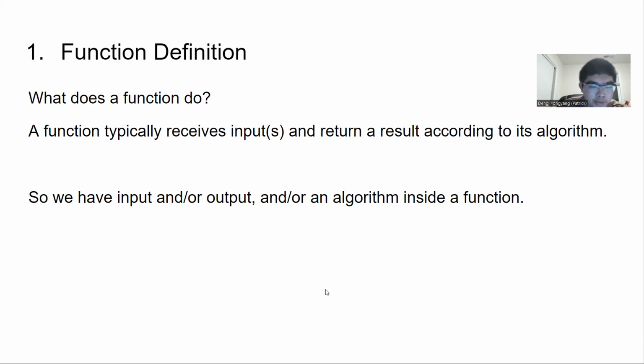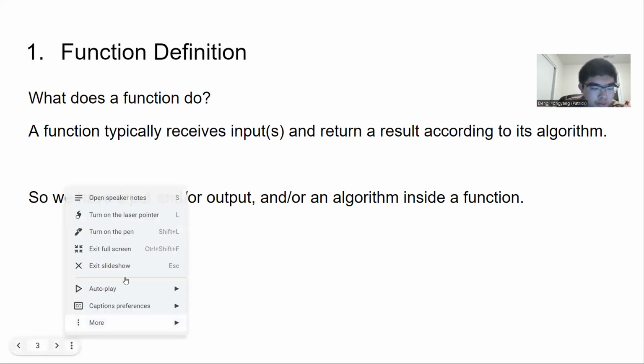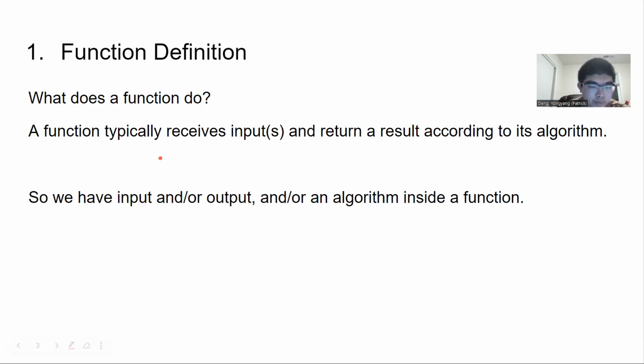I noticed that I said "and/or", because actually you may see some functions that don't have input, or don't have output, or don't even have an algorithm. So they are optional, but typically they receive something and output something based on some algorithm.